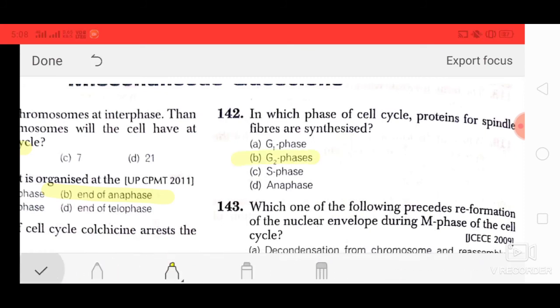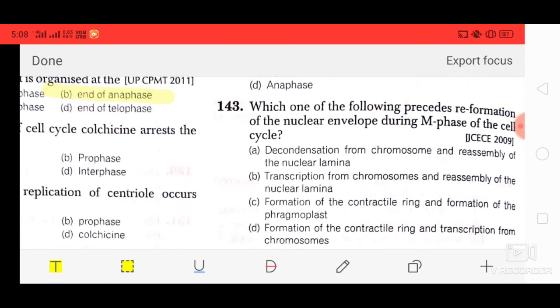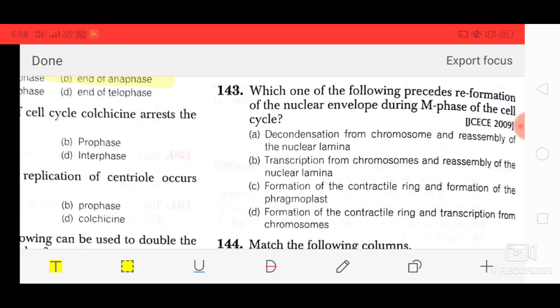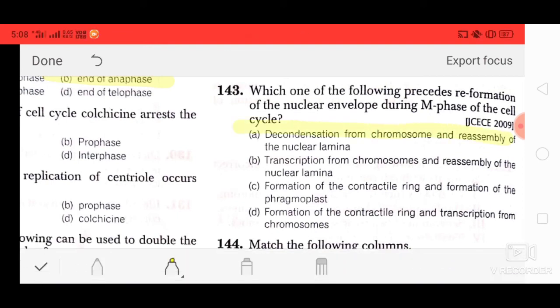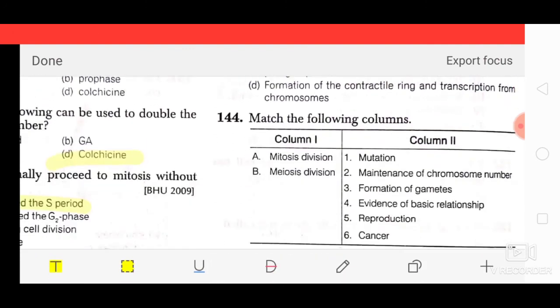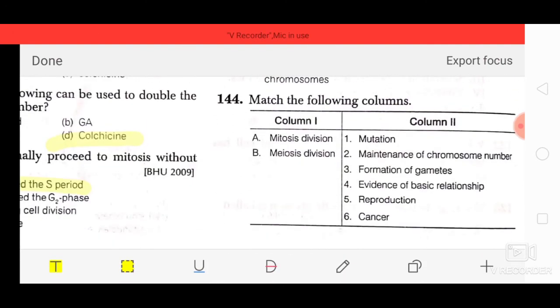Next is, which one of the following precedes reformation of nuclear envelope during M phase of the cell cycle? And the correct answer of this question is option number A, that is decondensation of chromosomes and reassembling of nuclear lamina.